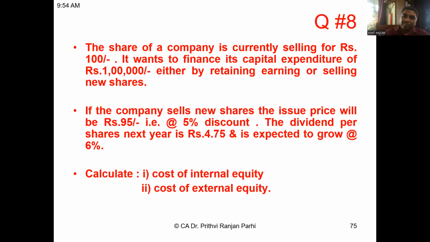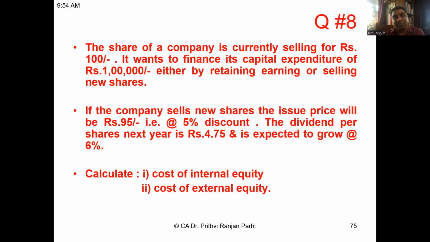Here is an example. Just have a look at this. The share of the company is currently selling at ₹100. It wants to finance its capital expenditure of 1 lakh, either by retained earnings or by selling new shares. If the company sells new shares, the issue price will be 95. That means a 5% discount. So you can say 100 rupees minus 5 rupees flotation. The dividend for the next year is equal to 4.75. That means D1 is equal to 4.75. Expected to grow at the rate of 6%. G is equal to 6%.